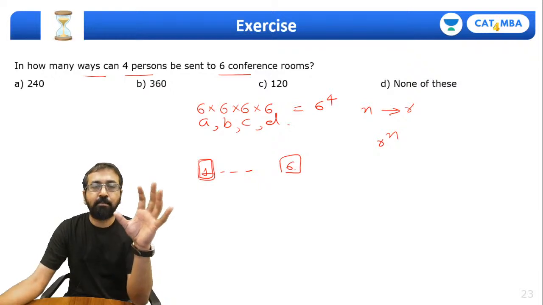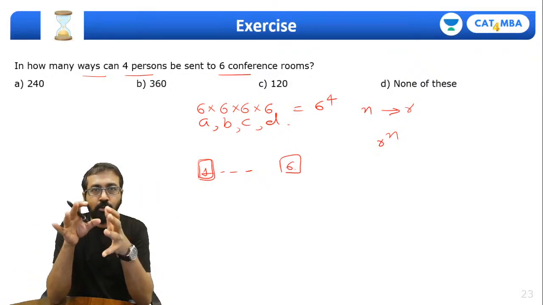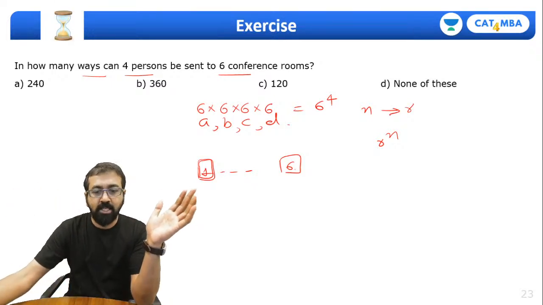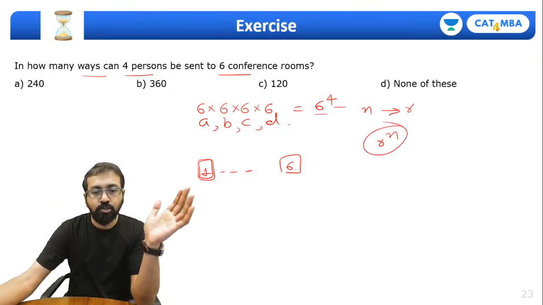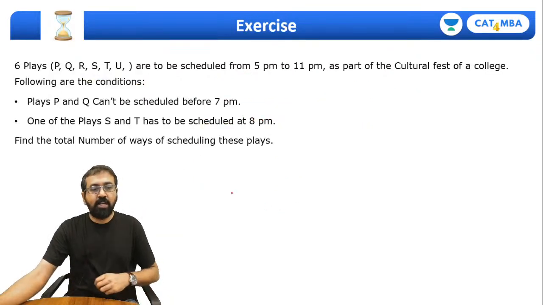Right, so we can put all the people in conference room 1, or we can put all the people in conference room 2, and so on and so forth. So this will be r raised to n in general, 6 raised to 4. So I hope all of you are clear with this point. Now let's look at this one.